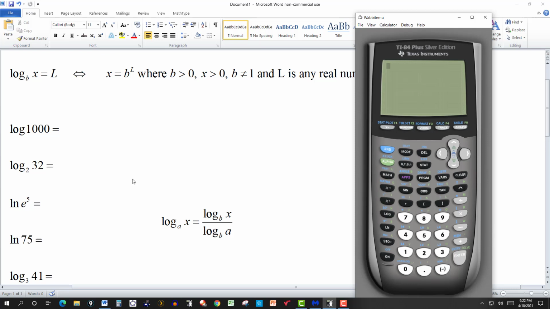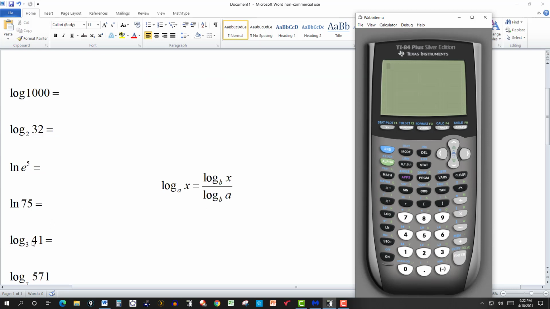Okay, now let's go to the next one. Suppose you want the log of 41, but see, now we don't have a base of 10 or a base of e, we have base 3.